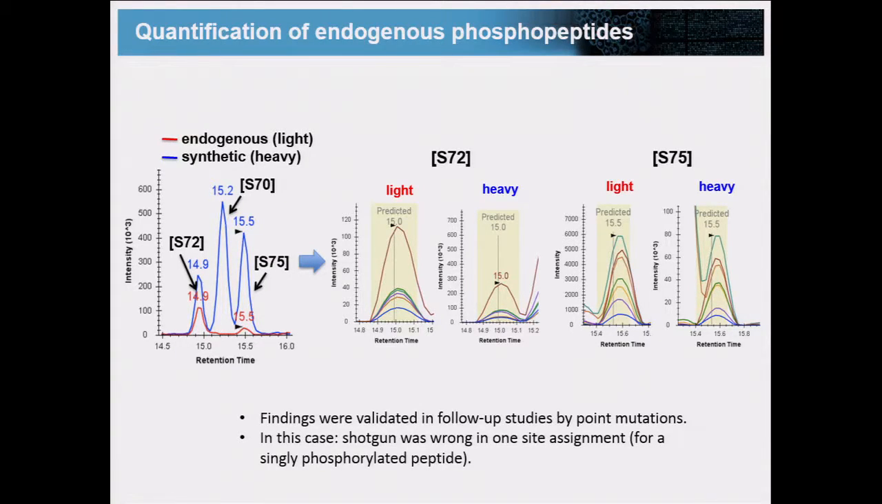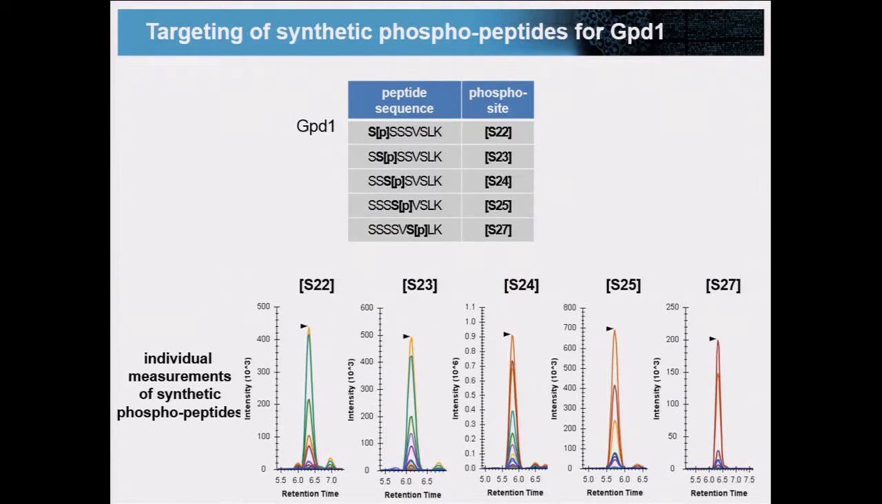We can of course then do follow-up studies on each one of these site localizations, and that was actually done. This data was also verified with point mutations and so on. So we were fairly confident with the results. Now let's take a different example, which is a bit more complicated. Here we have 5 possible assignments.